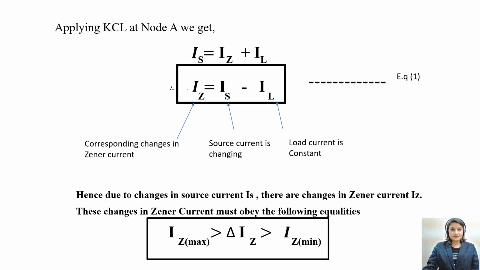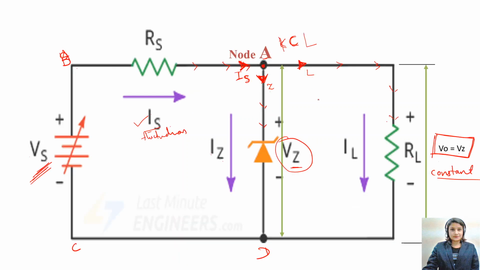Now if I find out the expression for the Zener current, IZ is equal to IS minus IL. Now see, now a very amazing thing is going to happen here. You know that the value of RL is constant in this circuit, and the voltage across RL is also constant. So what can you say about IL?